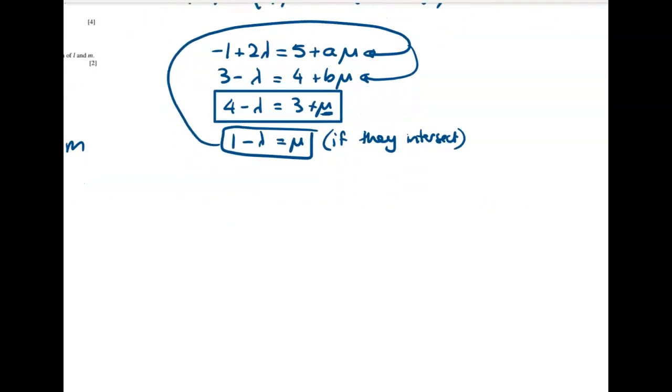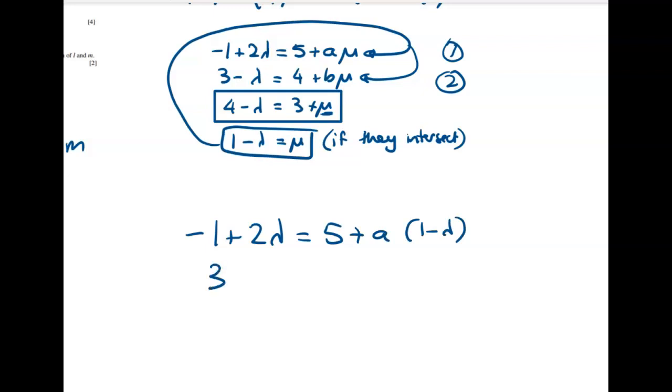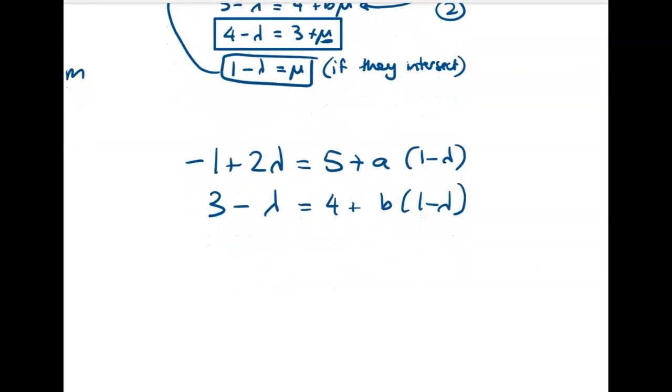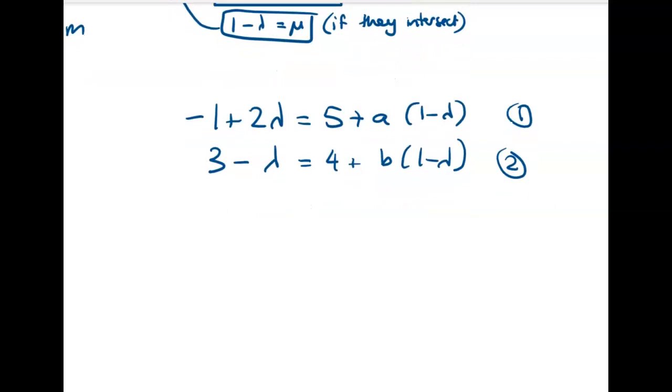Just shrinking that down a wee bit. We get -1. Let's just do some labelling. That's equation 1 and that's equation 2. -1 plus 2 lambda is equal to 5 plus a times (1 minus lambda). And 3 minus lambda is equal to 4 plus b times (1 minus lambda). Now, let's just clean up everything here. So this is still equation 1, and this is equation 2.